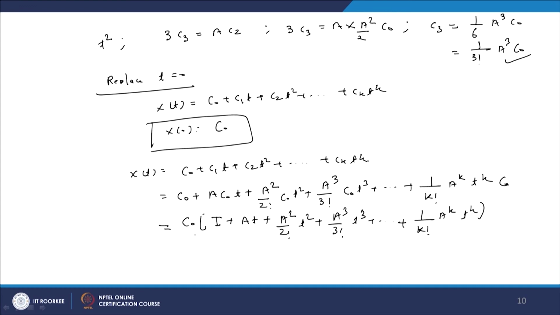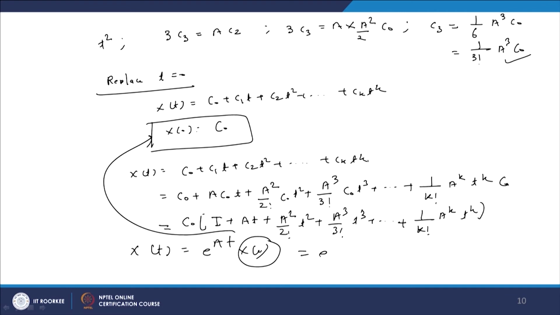Now, what is x of t? So, x of t is equal to e raised to at into x naught, and what is x naught? This x naught we have already calculated as C naught, and therefore, this is e raised to at into C naught, and therefore, if you compare this equation, this is the same equation.